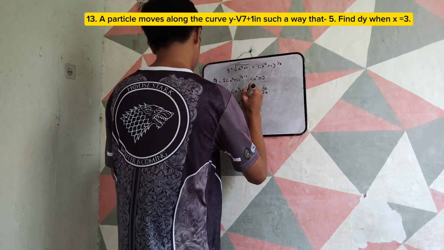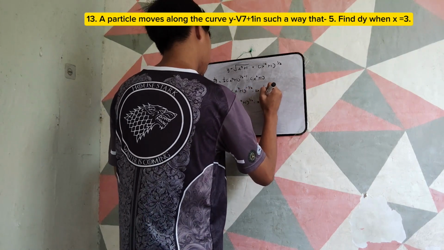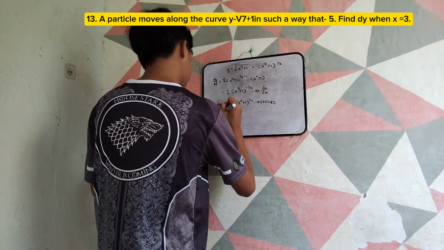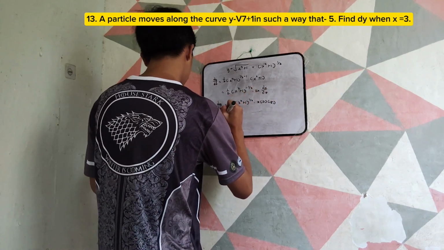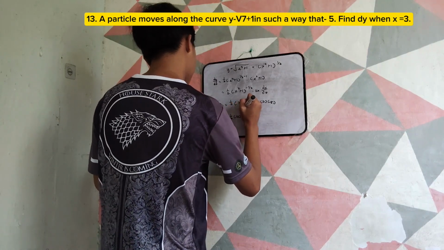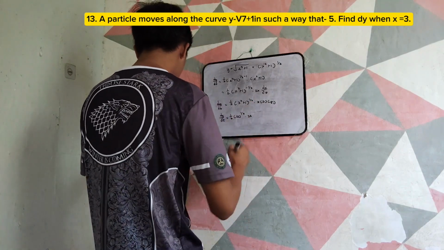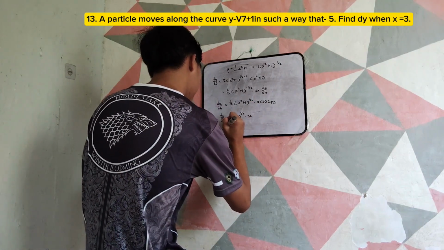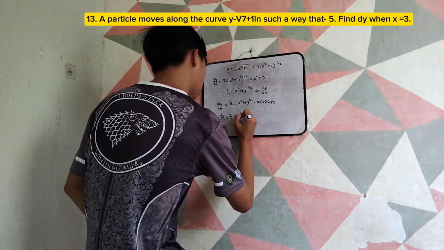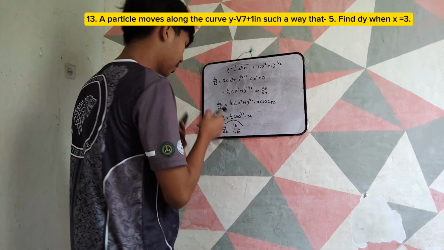So therefore dy over dt equals 1/2 times 3 squared plus 1 raised to negative 1/2 times 2 times 3 times 5. So dy over dt equals 1/2 times 10 raised to negative 1/2 times 30. So our final answer will be dy over dt equals 15 over the square root of 10. So this will be our final answer.